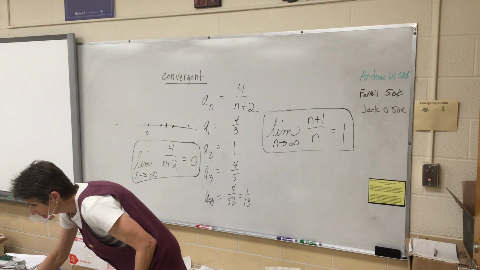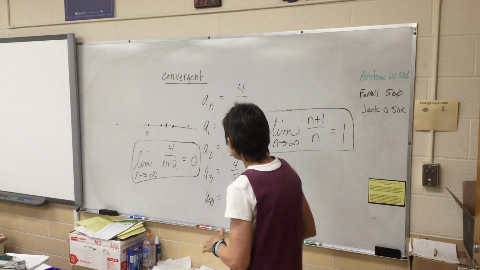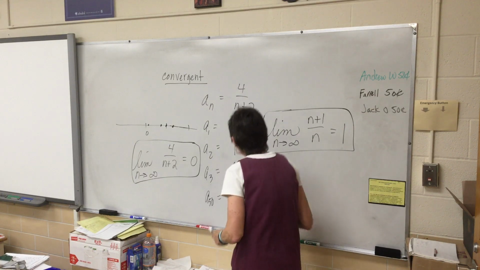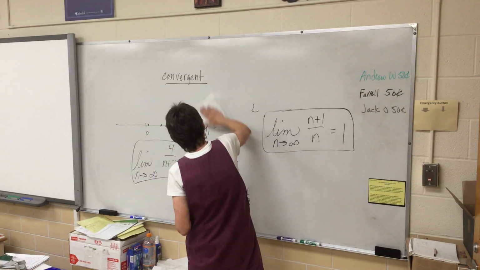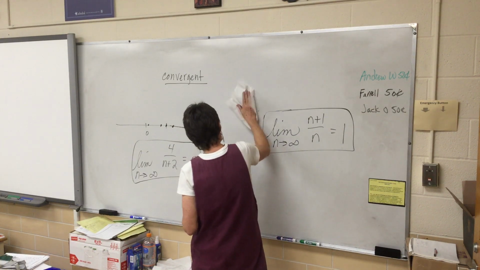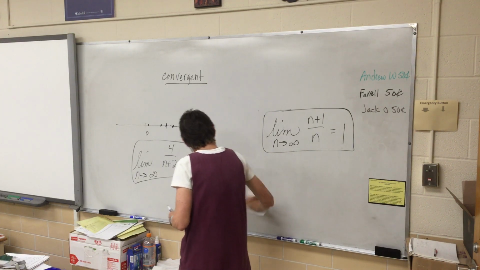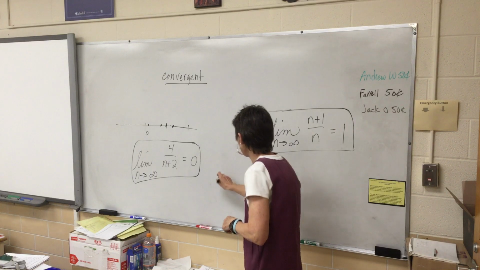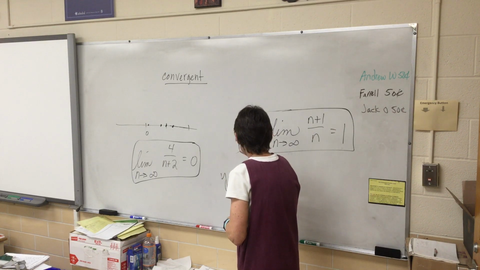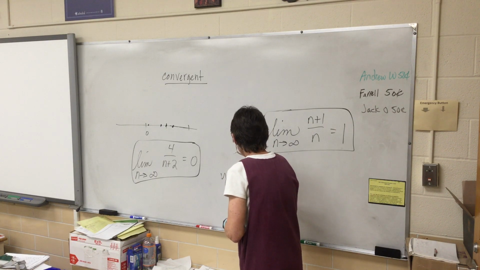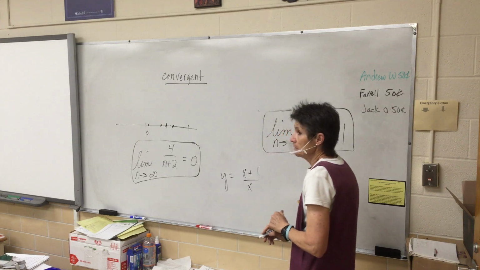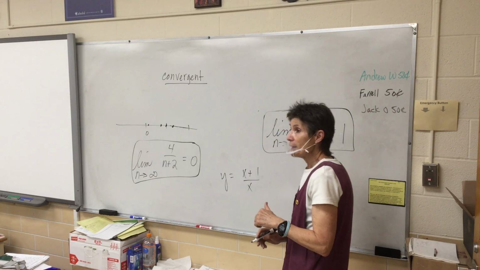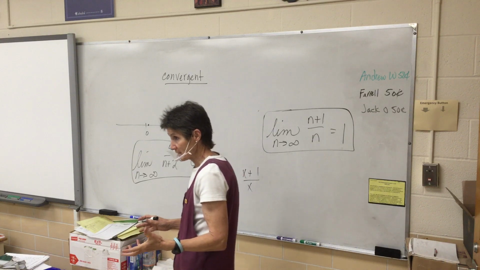Okay? Now, I want to tie this to something that you already know to show you that this is going to be easy for you, or it should be easy for you. We have graphed things like y equals x plus 1 over x. And we talked about asymptotes for things like this.